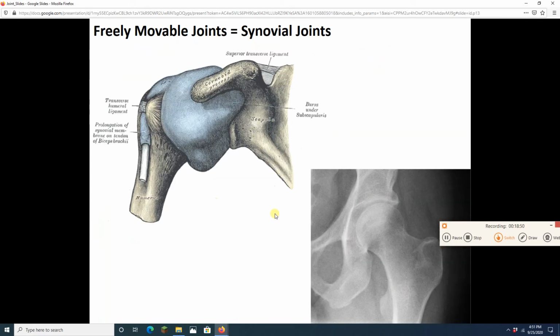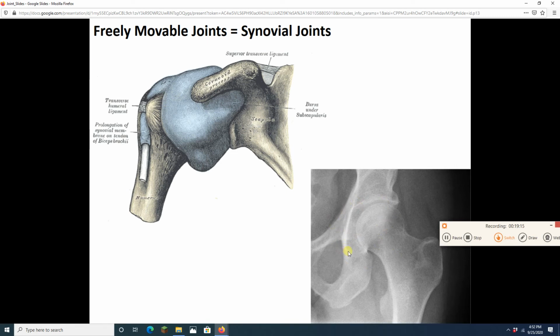Done, except for one more category of joint. And this is the category that we're going to do for the rest of this lecture and the next one. I'm going to break the joints up into two lectures here. Synovial joints, like your glenohumeral joint, aka your shoulder joint, like your acetabulocoxal joint, aka your hip joint.